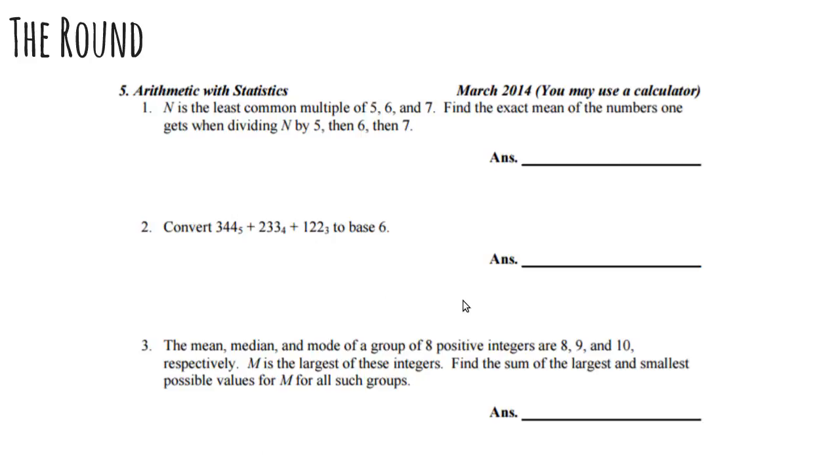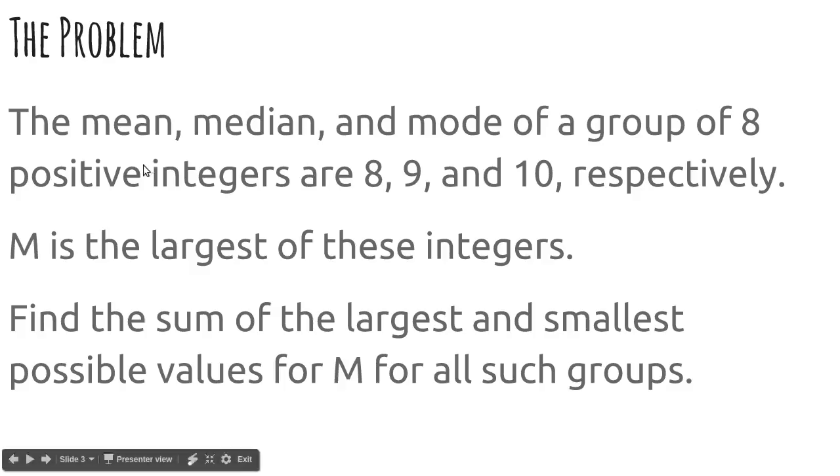So today we are doing problem 3. The mean, median, and mode of a group of 8 positive integers are 8, 9, and 10 respectively. M is the largest of these integers. Find the sum of the largest and smallest possible values for M for all such groups.